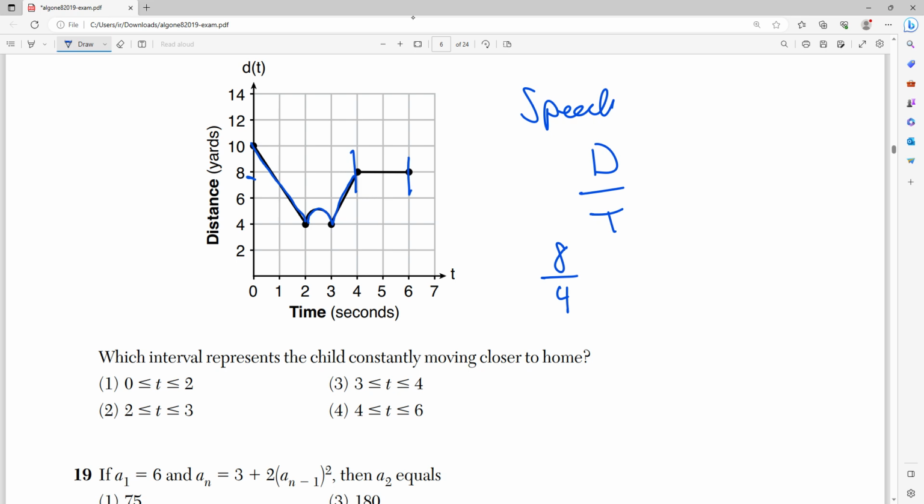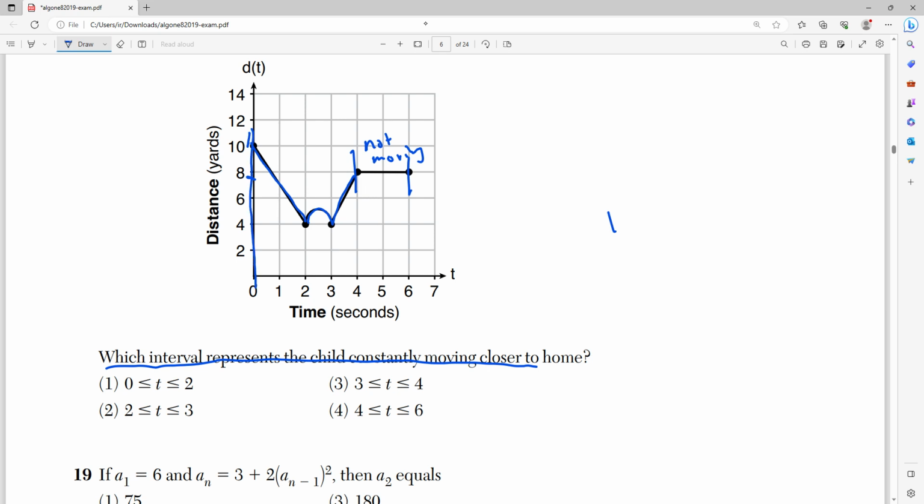Well, actually, which interval represents the child constantly moving closer to home? Never mind, guys. Because this distance isn't changing over time, the interval from 4 to 6 is not moving, right? And this is the distance from his home. So if he's moving closer to home, the interval from second 0 to 2 is going to be our answer for this problem.